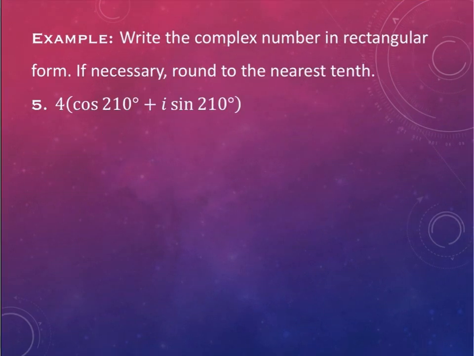And we are on example 5. So on example 5, it asks us to write the complex number in rectangular form. And then it tells us that if there's a necessary place to do so, we're going to round to the nearest tenth. So the first thing I'd like for you to take a look at is that cosine of 210, sine of 210 are values that come from the unit circle, right? 210 is on our unit circle. So put your unit circle hat back on and think about what that looks like. At 210, where are we on the unit circle? Which quadrant?